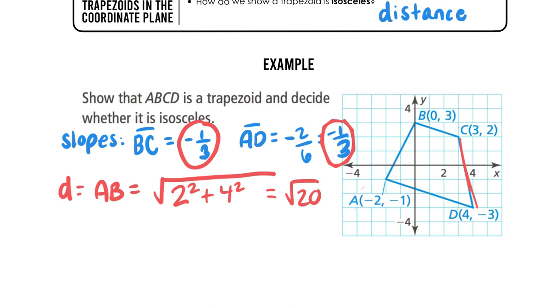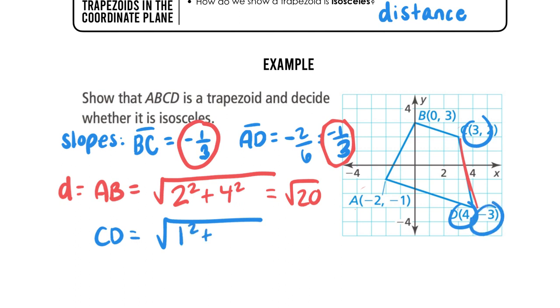So then find the distance CD. CD is going to be the square root of the difference in x values, 4 and 3 are 1 apart, squared, plus the difference in y values, negative 3 and 2, 5 apart. Those are not the same. So we want to say it's a trapezoid, not isosceles. So I'm going to say it's a non-isosceles trapezoid.